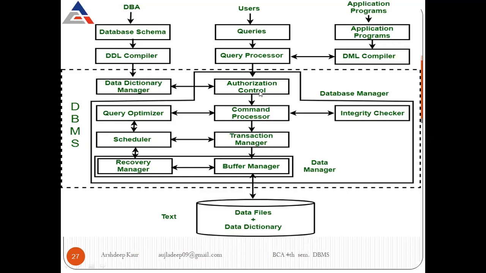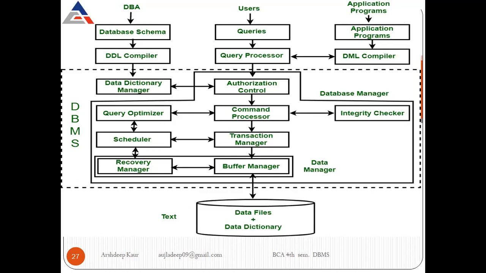We have an authorization control that deals with the users, meaning to whom we have to give permission to access the tables. We have a command processor that processes your various commands, the DML commands, DCL commands, TCL commands. We have a transaction manager to manage all the transactions. Then we have a buffer manager, and we know that a buffer is the temporary working area, so its management is done by the buffer manager. And we have an integrity checker that is used to ensure the correctness of your database.